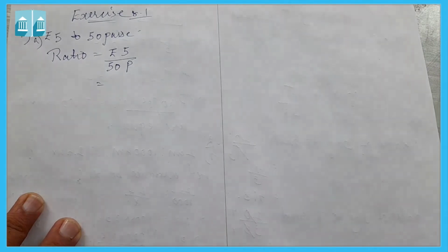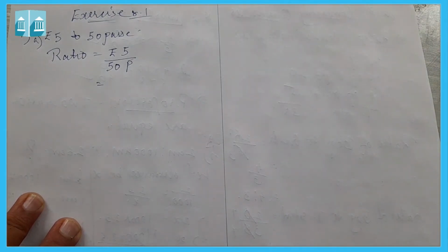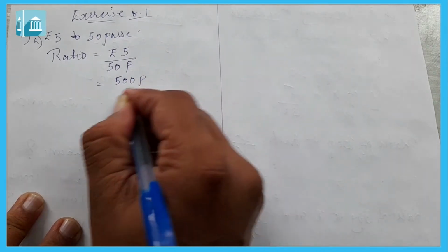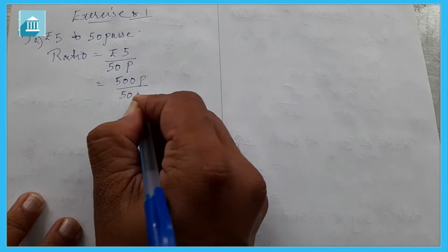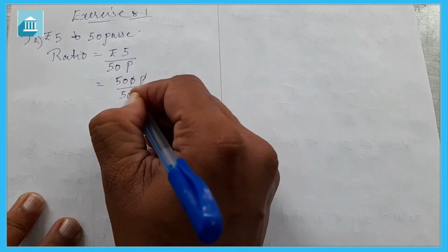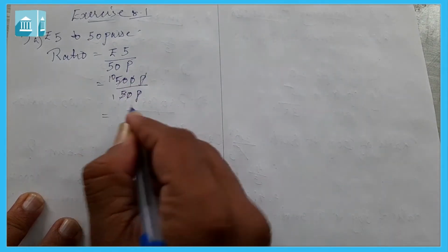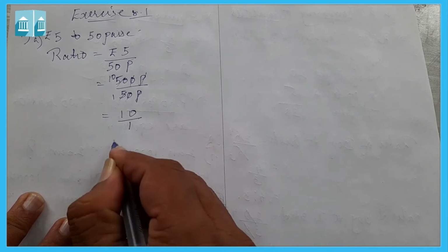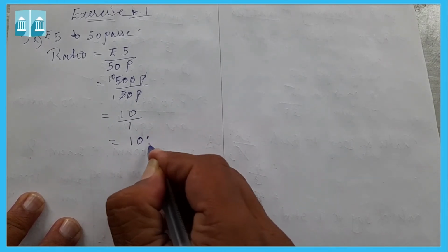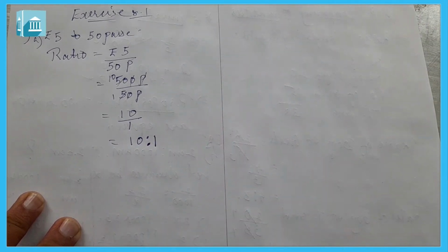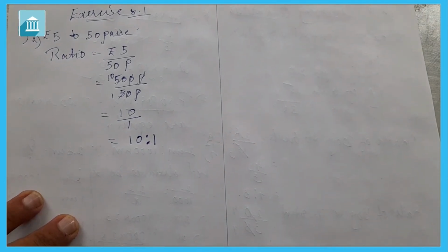We have learned that we always find a ratio in the same unit. So 5 rupees is equal to 500 paise, upon 50 paise. Paise cancel. 5 cuts, here it is 10, here it is 1. So this will be equal to 10 upon 1, which is 10 is to 1. So in this way we can say the ratio is 10 is to 1.